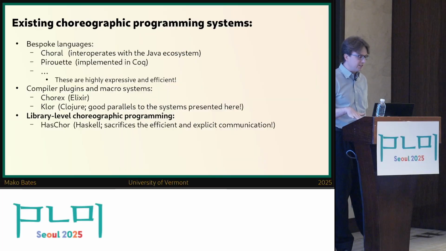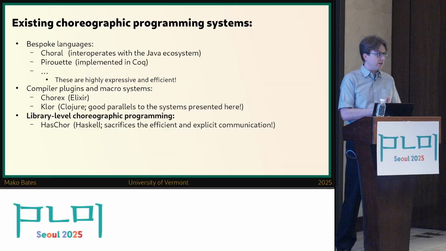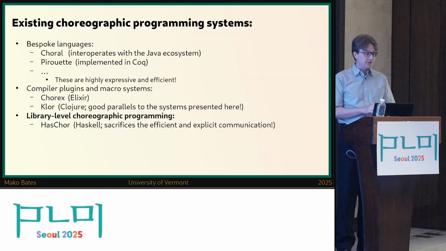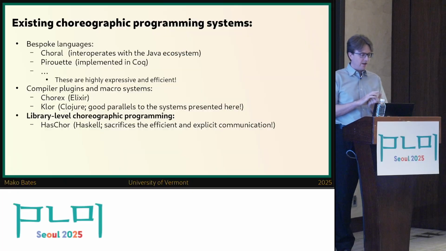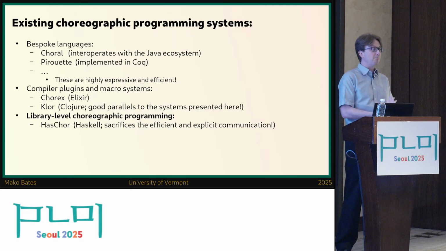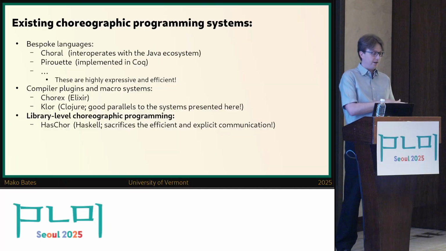There are some existing systems you can use. So Coral is very nice. It is tightly integrated with the Java ecosystem. Pirouette has a similar level of integration with Coq. Those are expressive and efficient, but they need their own compilers. If you write your software in Coral, you'll have some Java code in there, but you have to use the Coral compiler. There are also some intermediate systems.